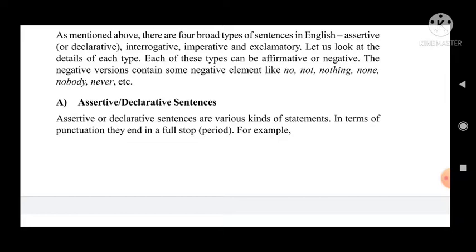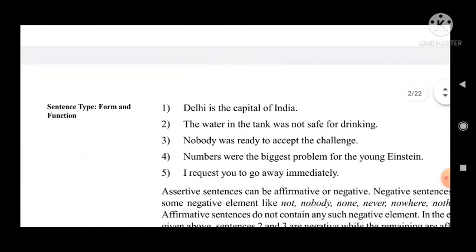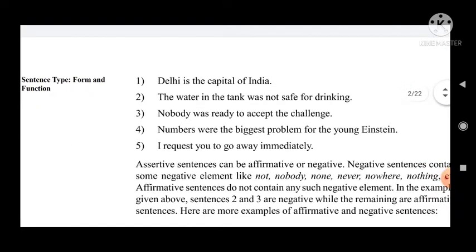Assertive or declarative sentences are various kinds of statements. In terms of punctuation, they end in a full stop. Assertive or declarative sentences are always in a positive sense. So, Delhi is the capital of India. Here is a punctuation mark, that is full stop. The water in the tank was not safe for drinking. Here it is also a full stop.